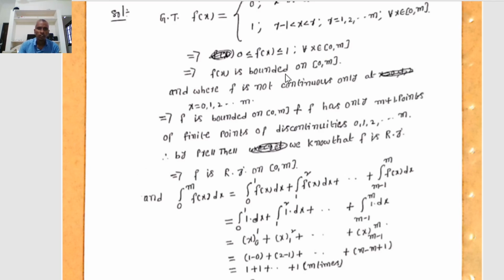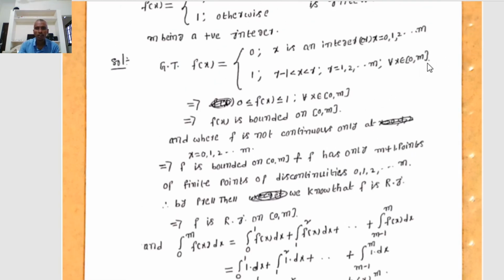That implies f is bounded on the closed interval [0, m] and f has only m plus 1 points of discontinuity. Suppose m value is 100. Therefore f(x) is not continuous at 0, 1, 2, 3, 4 and so on up to 100. There are totally 101 points. Suppose m equals 50. Therefore f(x) is not continuous at x equal to 0, 1, 2, 3 up to 50. Therefore there are 51 points. Therefore f(x) is not continuous at only 51 points.